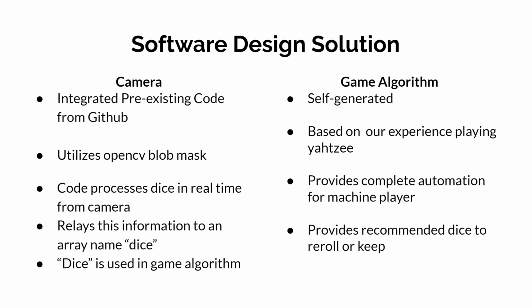It also provides the recommended dice to reroll or keep. This is from the function of the machine. We just needed the machine to know when to keep dice or when to not, and go for bigger scores, or just be content with what it had and save it in that score box. And yes, that's some of the software design functionality.